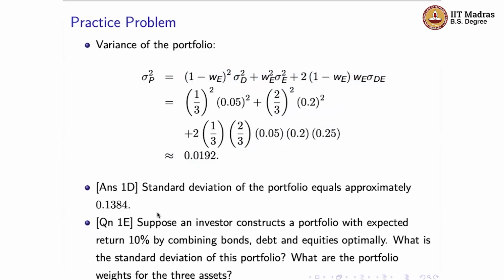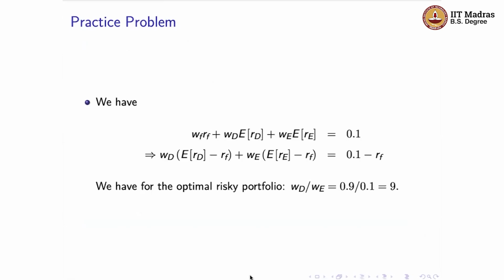Now, suppose that the investor wants to use not just debt and equity, but also bonds, debt, and equity to actually construct this portfolio with an expected return of 10%. And the investor actually wants to combine this optimally in the sense that it wants to have the smallest possible standard deviation corresponding to this 10%. So the question is, what is the standard deviation of this portfolio? And again, what are the weights of the three assets now, rather than the two assets?